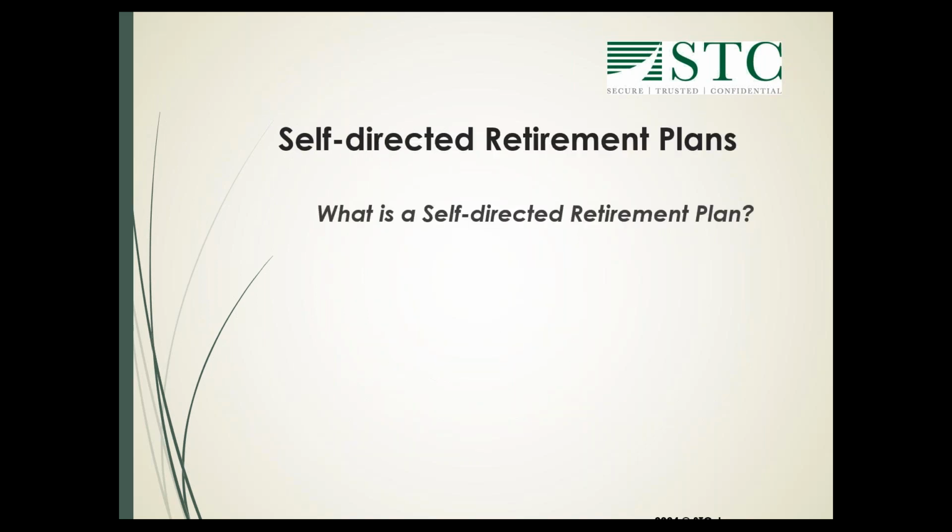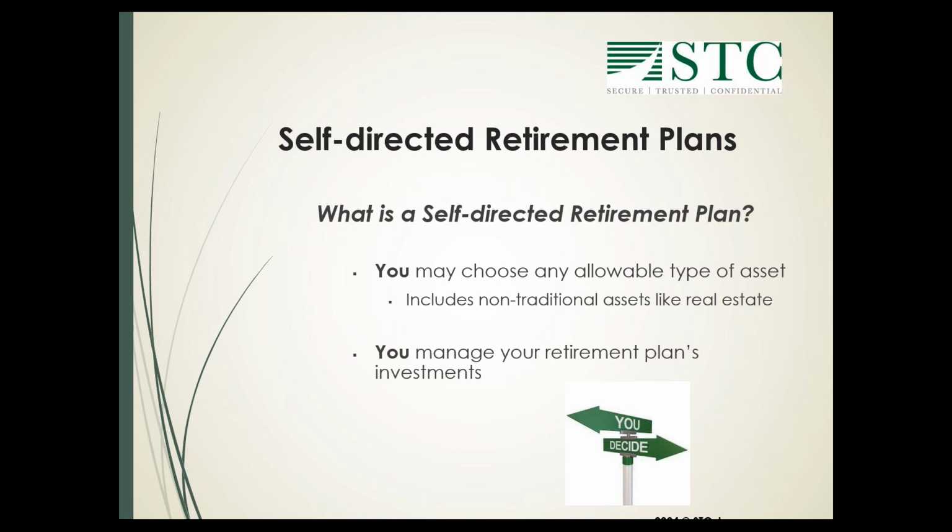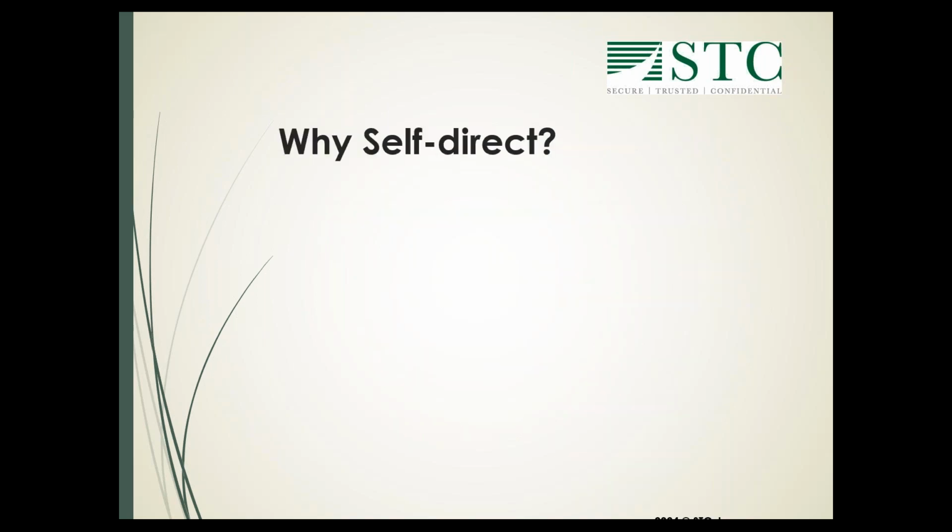So first, some basic information. What is a self-directed retirement plan? When we use that terminology, we mean that you, the retirement plan owner, may choose any allowable type of asset, anything that is permitted by law. That would mean you can include what some consider non-traditional assets, like real estate, in your retirement account. Self-direction also means that you are going to manage the retirement plan's investments. You're going to make the decisions related to those investments. We'll talk a little bit more about what those decisions might be, but you're going to be in control of the investments that you have in a self-directed retirement plan.